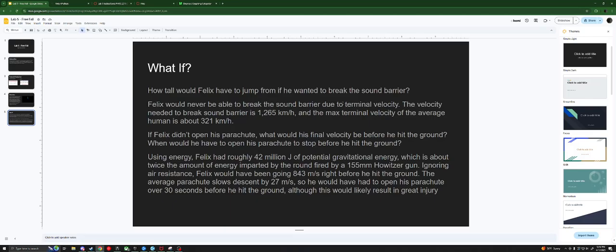If Felix didn't open his parachute, what would his final velocity be before he hit the ground? When would he have to open his parachute to stop before he hit the ground? Using the energy principle, I calculated that since he only has gravitational potential energy, he had roughly 42 million joules when standing on top of the board, which is about twice the energy imparted by a round fired by a 155 millimeter howitzer gun.